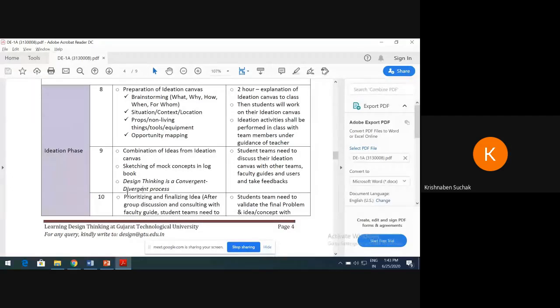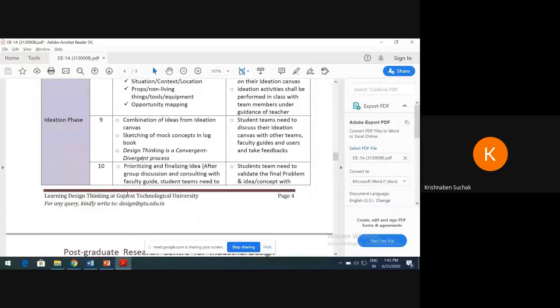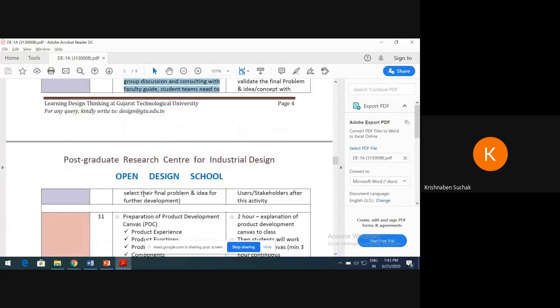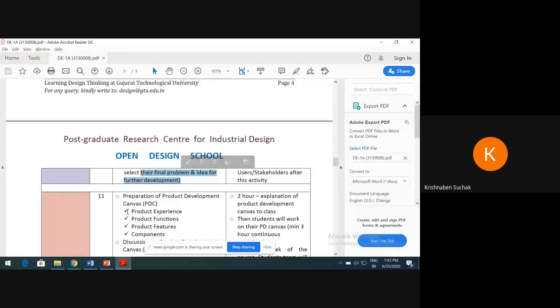Then the 10th thing is prioritizing and finalizing the idea. After group discussion and consulting with the faculty guide, the student team needs to select their final problem and idea for further development. But this we will do in the next week only, so that you can start preparation of your final idea, or you can say final definition.